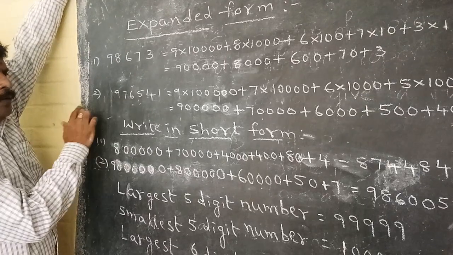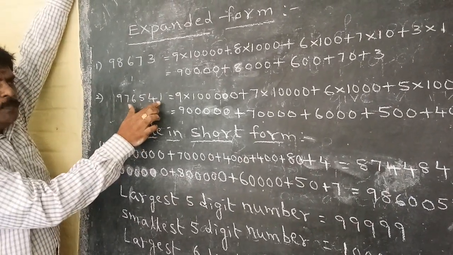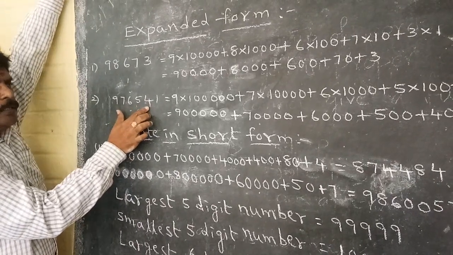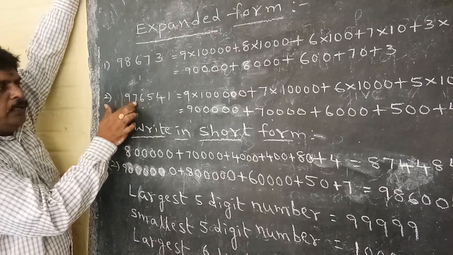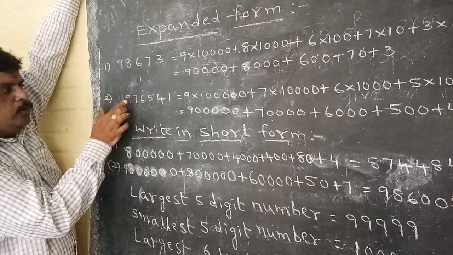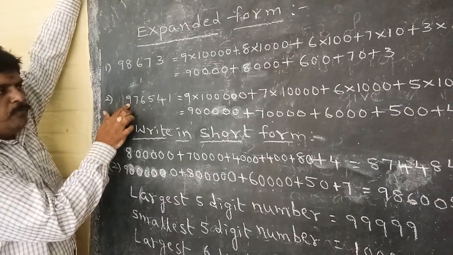Here I have given a number, 9,76,541. The ones place digit is 1, tens place digit is 4, hundreds place digit is 5, thousands place digit is 6, ten thousands place digit is 7, and lakhs place digit is 9. So 9 is in the lakhs place.